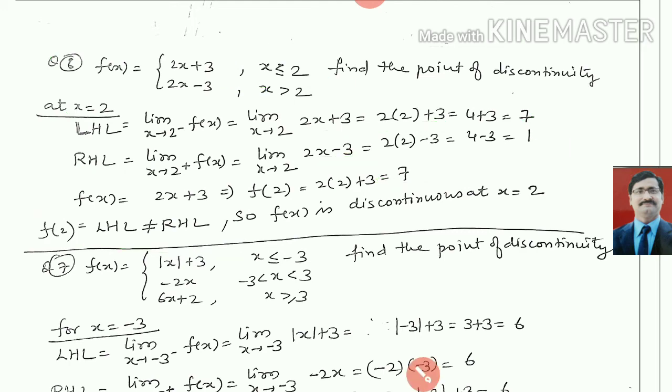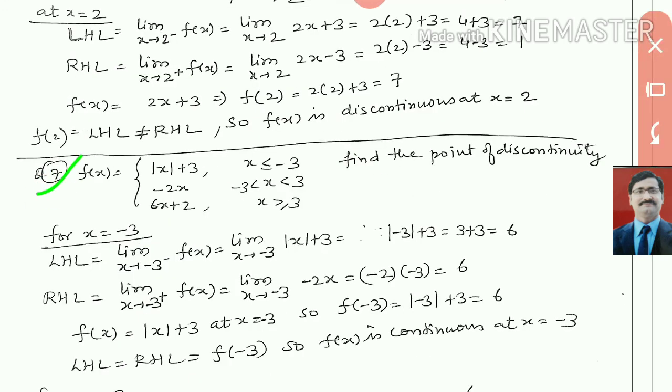Hope you understand this. We'll take one question, question 7. This is a very important question. f(x) is modulus of x plus 3 if x is less than or equal to minus 3, and minus 2x when x is greater than minus 3 and less than 3, and 6x plus 2 when x is greater than or equal to 3. Find the point of discontinuity.